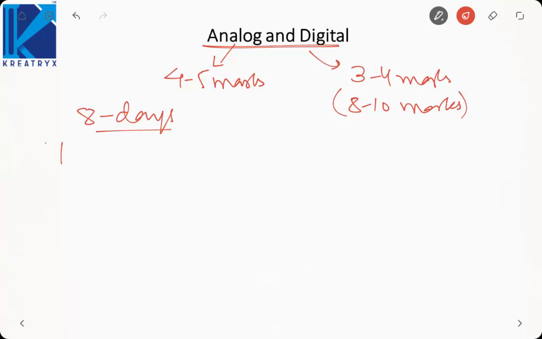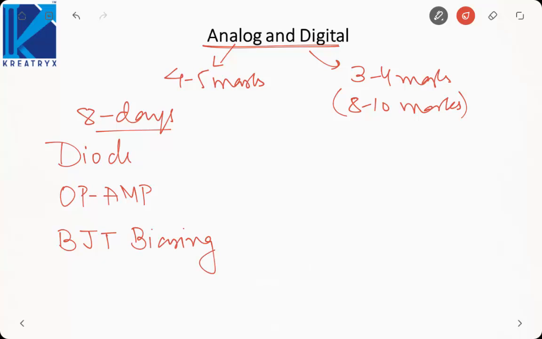Okay, in analog, diode and op-amp are most important. After that, BJT biasing. If you are unable to understand the amplifier operation, you can leave it out because amplifier questions come very rarely. Now is not the time to sit and discuss the amplifier operation.